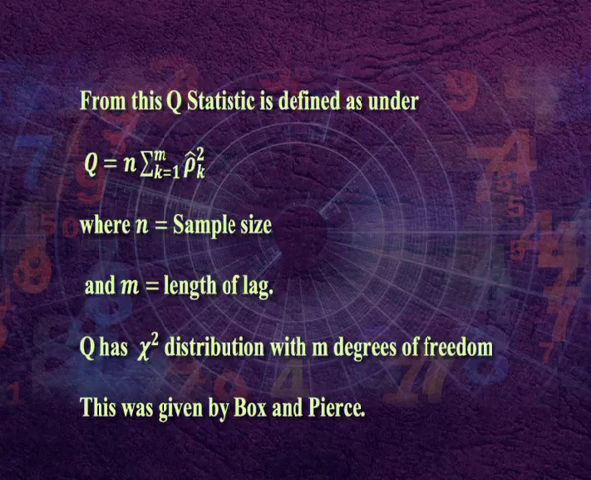From this, the Q statistic is defined as Q equal to n times the summation over k from 1 up to m of rho_k hat squared, where n is the sample size and m is the length of the lag. Q has a chi-square distribution with m degrees of freedom. This was given by Box and Pierce.